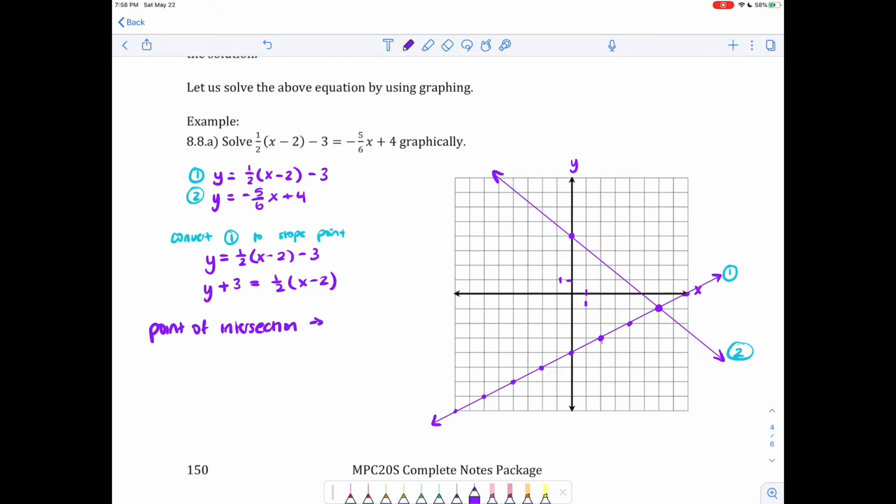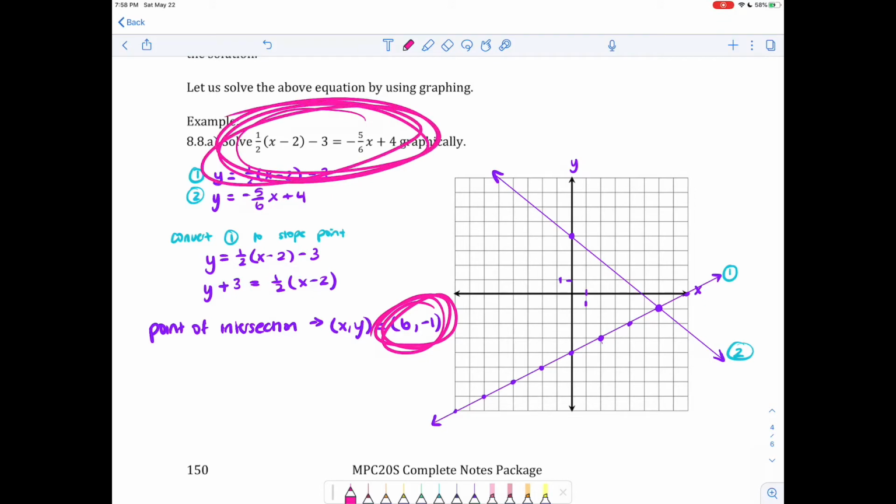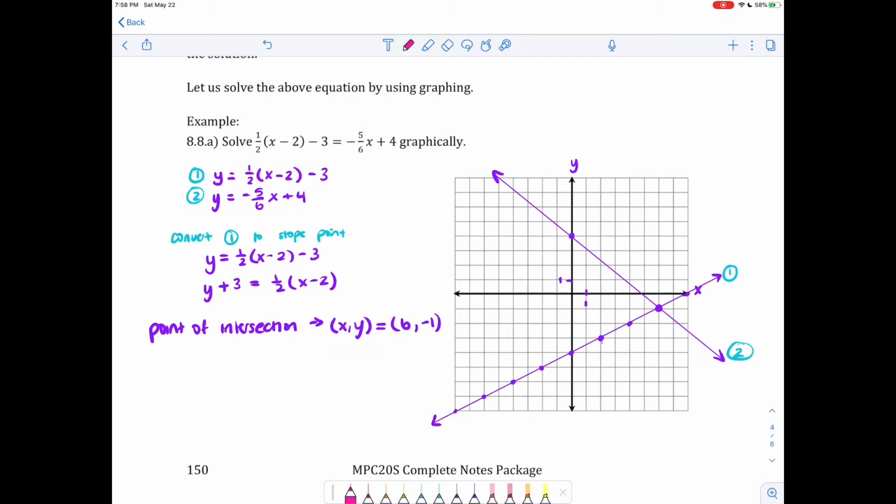is x, y is equal to, what do we have here? 1, 2, 3, 4, 5, 6, negative 1. Now, as Mr. A said, this is not our solution. We shouldn't be saying, well, this is our solution to our equation, because that's saying my x value is 6 and my y value is negative 1. And the original equation had no y values. So it wouldn't make sense to indicate it like that.